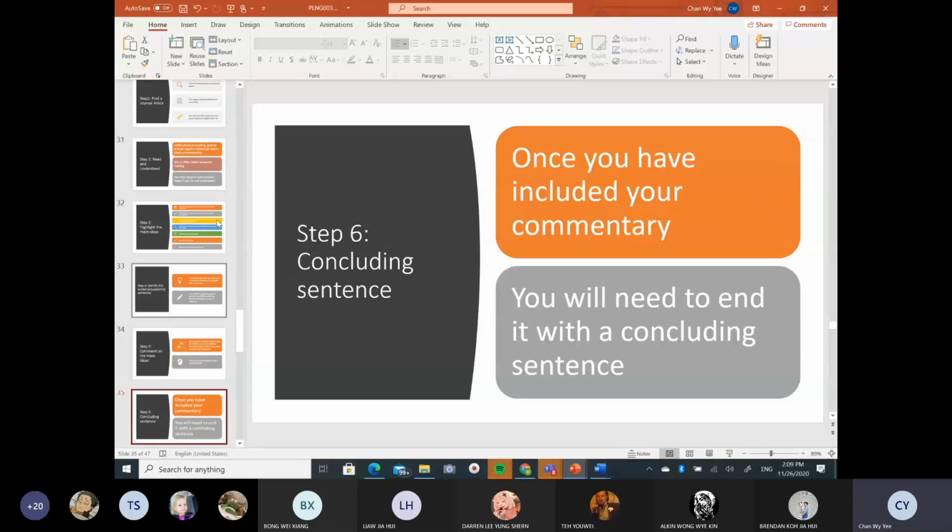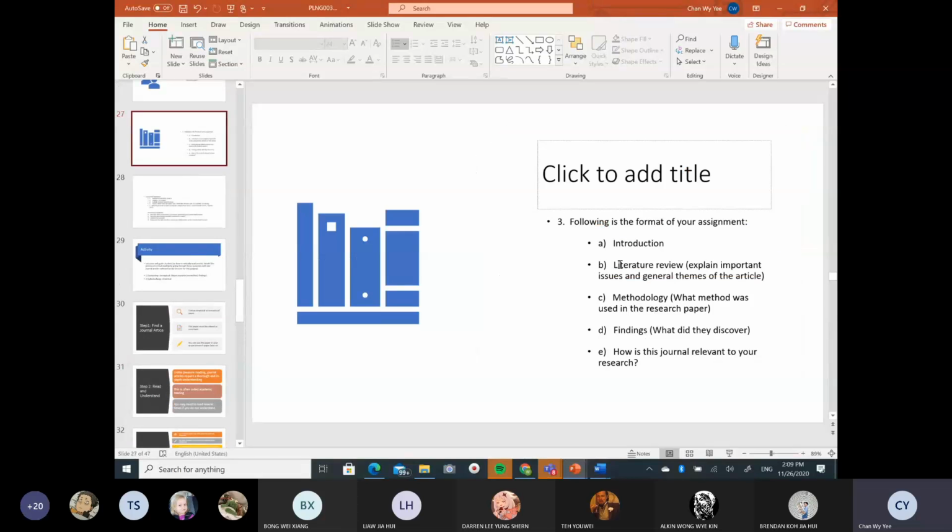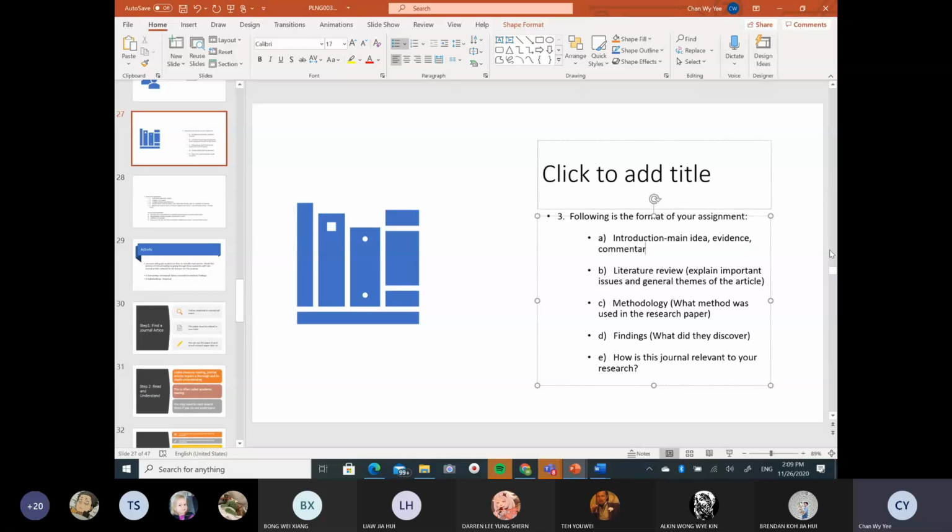Basically you need to have the introduction, main idea, evidence, commentary, and concluding sentence. So for every section, there must be main idea, evidence, commentary, and concluding sentence. So every section. Okay, so this is what you need.